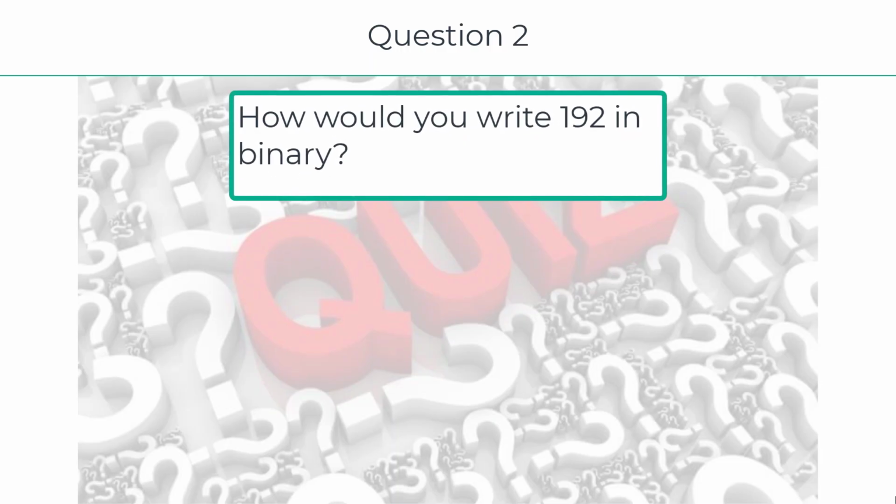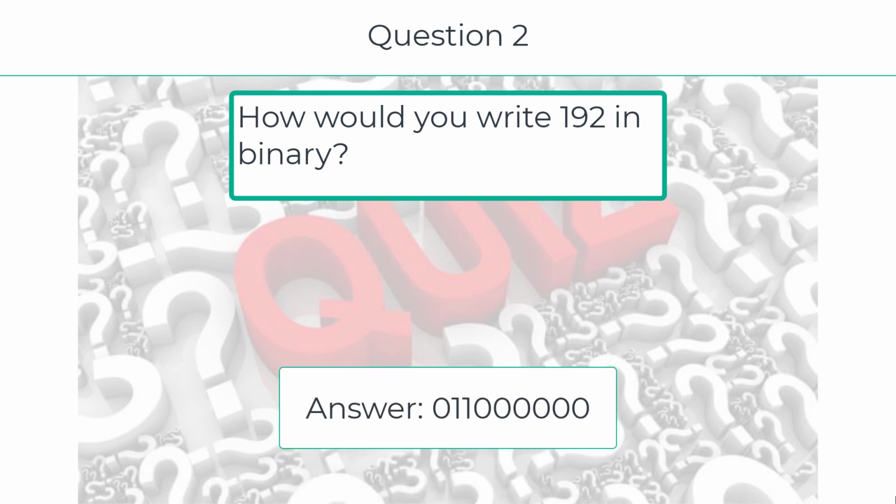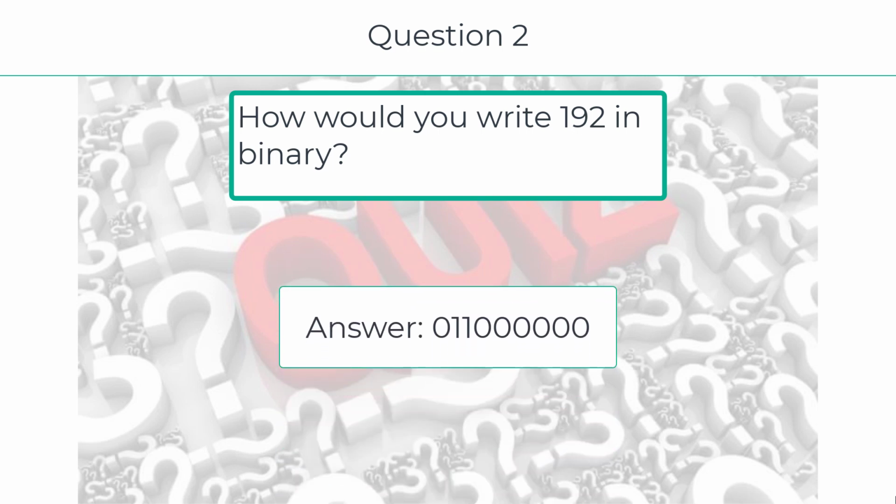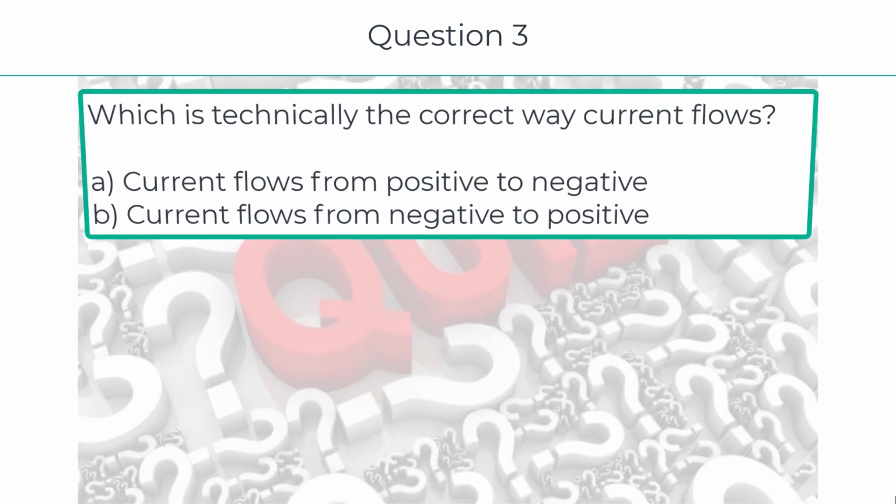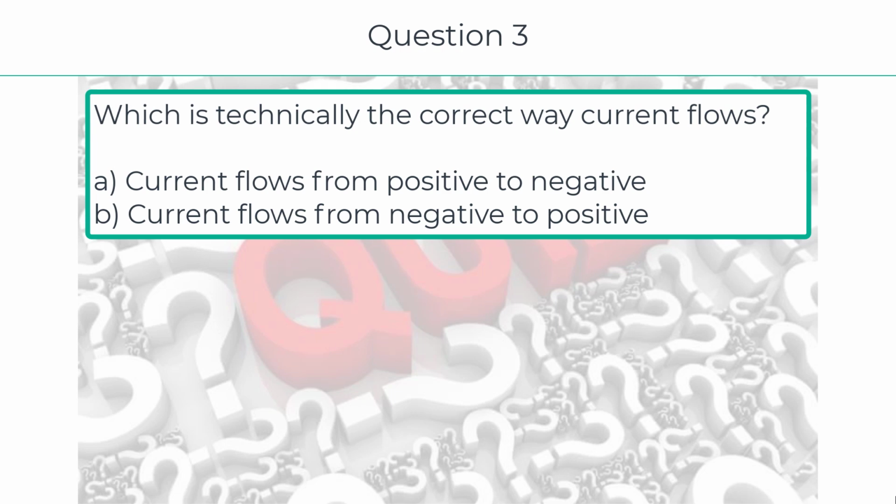Question 2. How would you write 192 in binary? And here's the answer. You can read this, so I'm not going to bother reading off a bunch of ones and zeros.